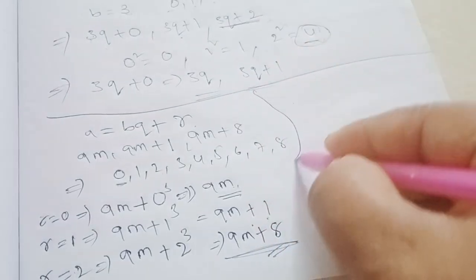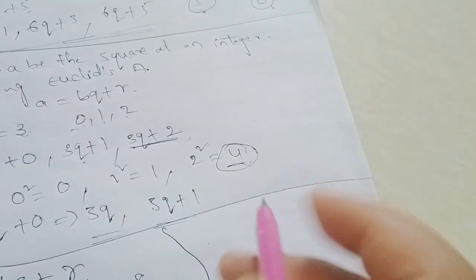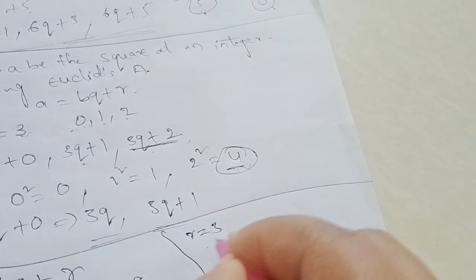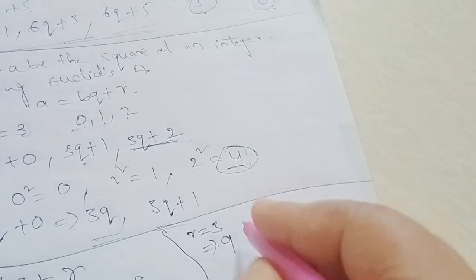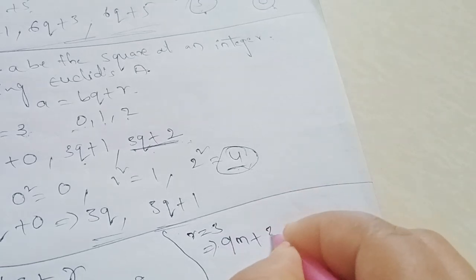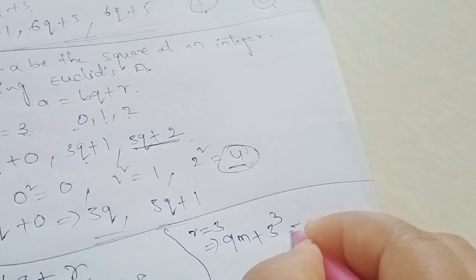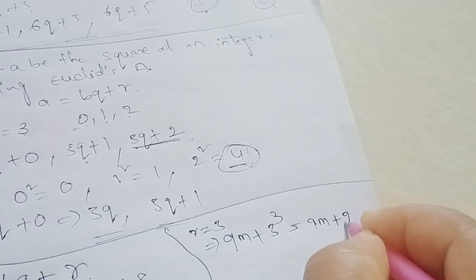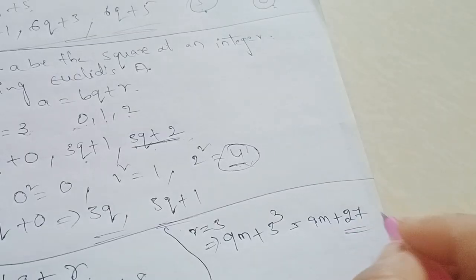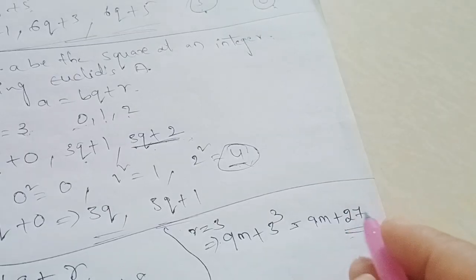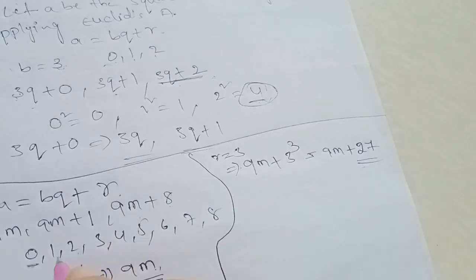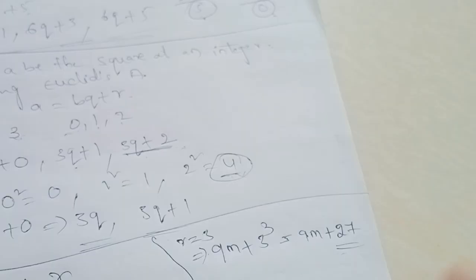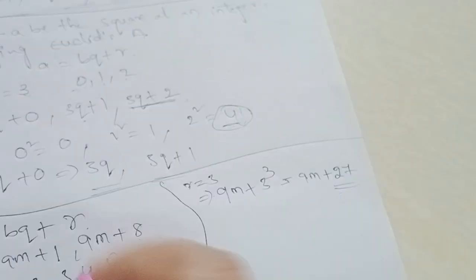Okay, next we can take R is equal to 3. We put it in the formula, (9m plus 3) cube. 3 cube means how much? 27. This is not a possible remainder. Possible remainders are only 0, 1, 2, 3, 4, 5, 6, 7, 8.